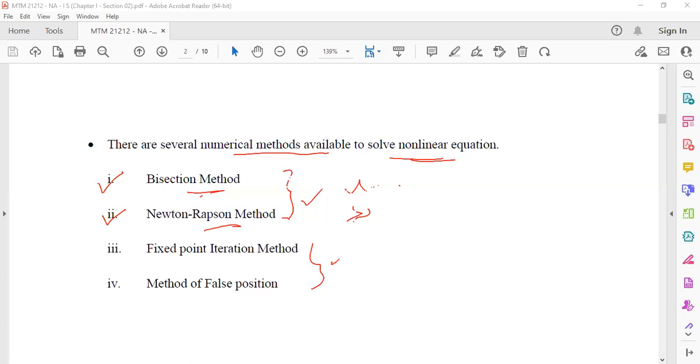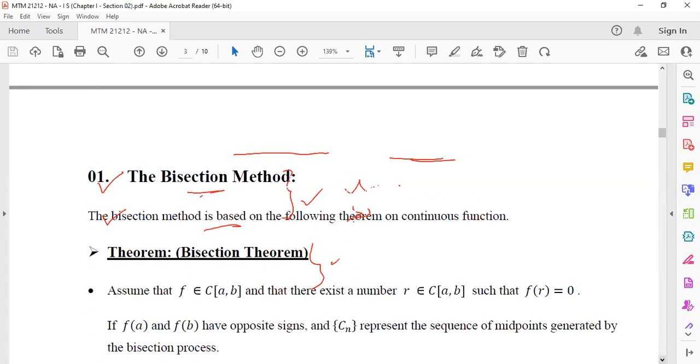Let me continue. First of all, we are going to see the bisection method. Tell me, you have heard this word bi. What do you mean by the bi?